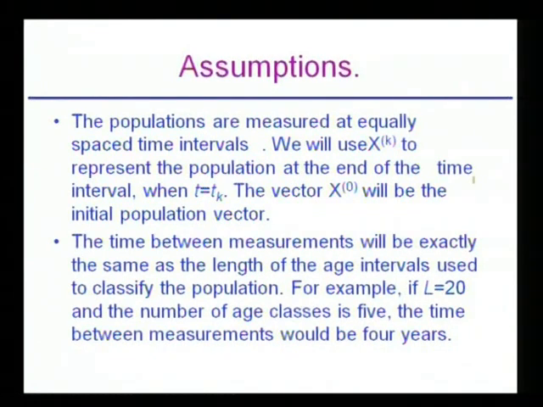The Leslie model demands that the time between measurements will be exactly the same as the length of age intervals used to classify the population. For example, if L is 20 and the number of age classes is 5, the time between measurements would be 4 years. What are the classes? L is 20, so 0 to 4, 4 to 8, 8 to 12, 12 to 16 and 16 to 20. These are the 5 classes. So we measure the population initially, then every 4 years we measure, then the Leslie model can be created.